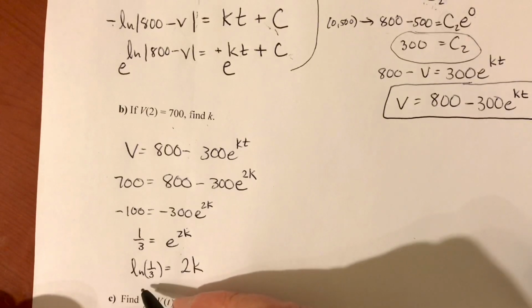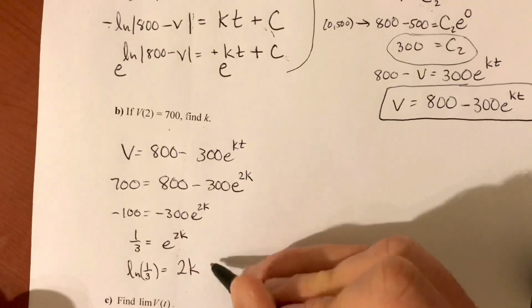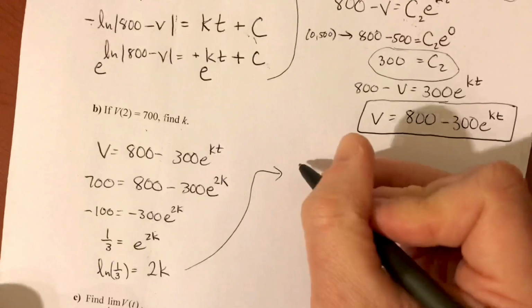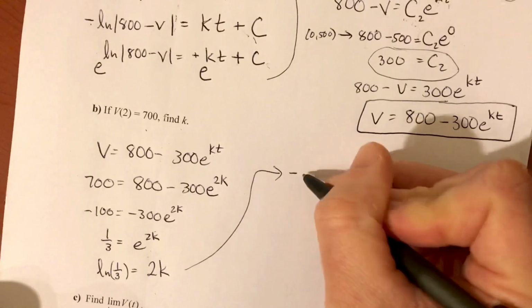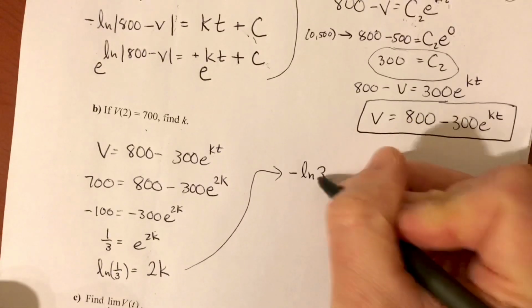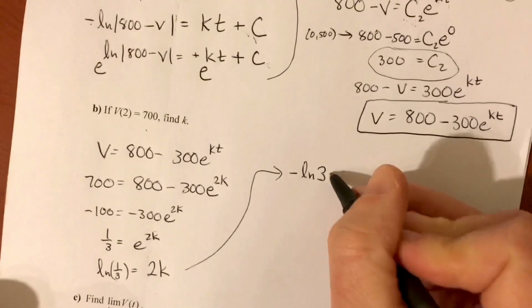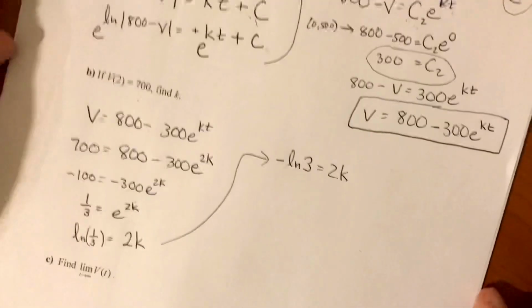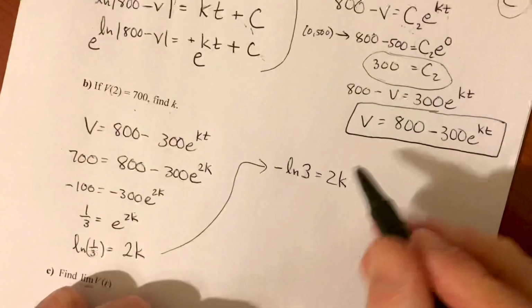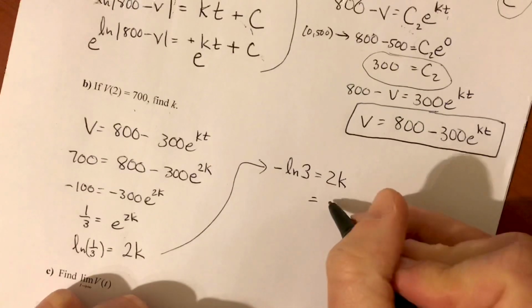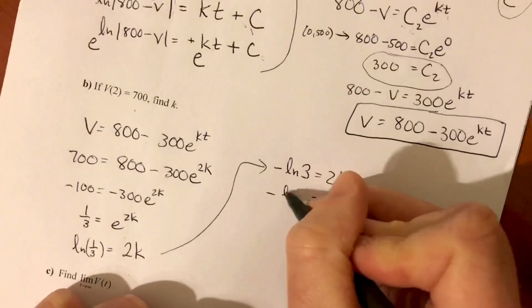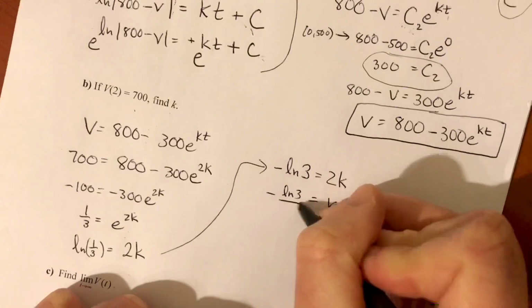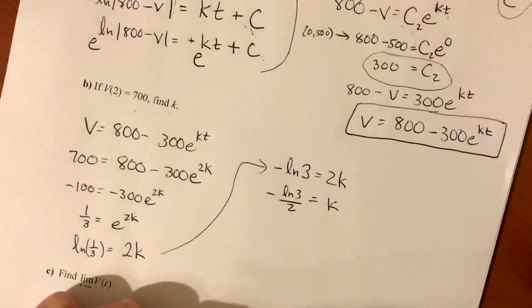The ln of 1/3 is fine to leave that way. Sometimes people would rather call that negative ln of 3, so you're not rewriting a fraction each time on the inside, which can get a little awkward. Whatever, it's all good. Then we're going to divide by 2. So k is equal to negative ln of 3 over 2, or negative 1/2 ln of 3.